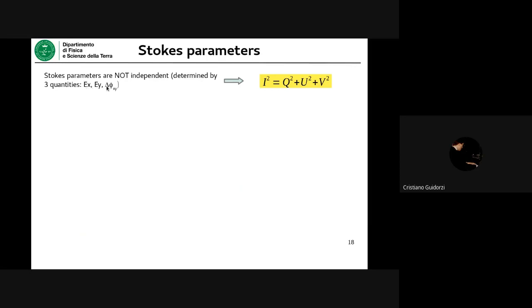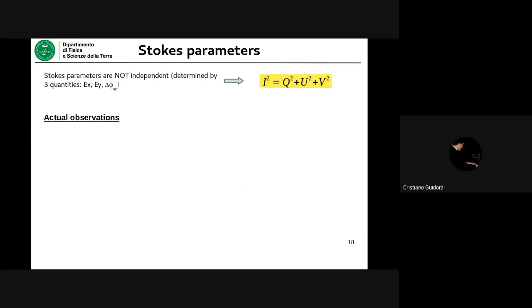So you have 4 parameters as a function of 3 independent parameters. So it makes sense that they're not independent. There must be a relation between them. But this holds true as long as you consider a monochromatic wave with fixed amplitudes and phases.